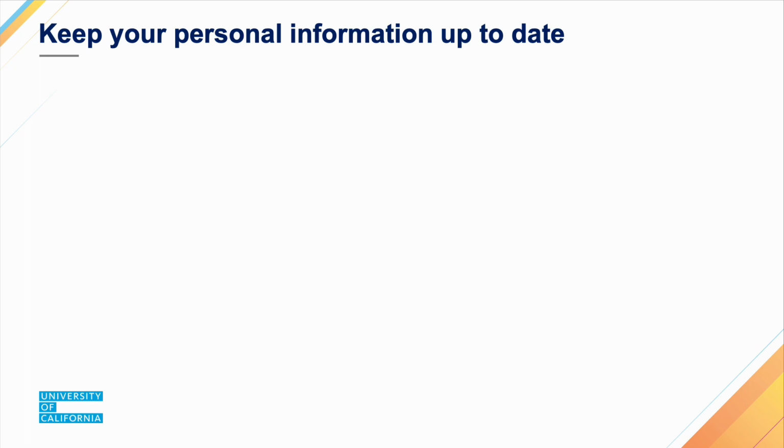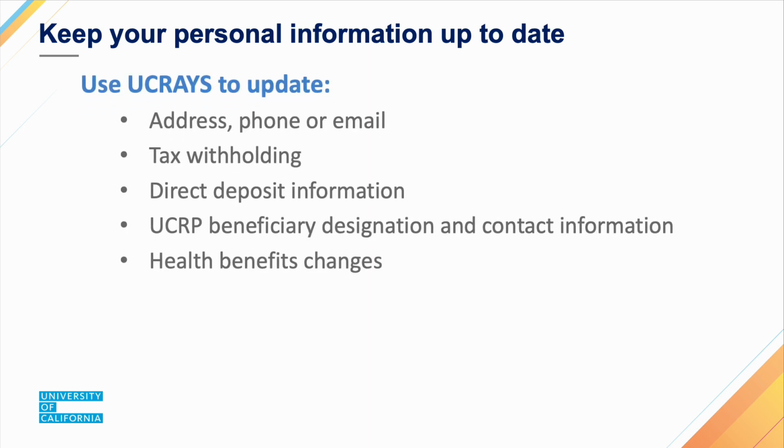So as a retiree, you'll definitely want to keep your personal information up to date. So things like your address, phone, email, you want to make sure that information is up to date on the UC Raise portal. So as those change, be sure to log in. Through UC Raise, you'll also be able to manage your tax withholding from your pension payment. Any direct deposit changes can be made through that site as well. And again, as I mentioned earlier, your beneficiary designation and contact information for those beneficiaries can be updated and maintained on both UC Raise as well as the Fidelity NetBenefits portal.